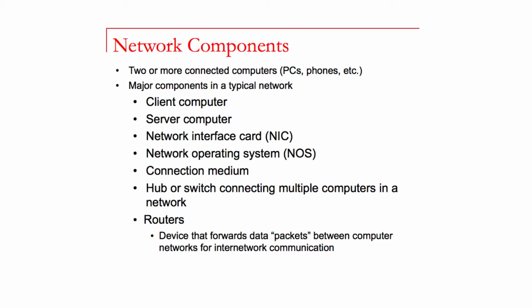A network operating system helps to coordinate and direct the flow of messages and all the different kinds of transmissions across the network. The connection medium itself is the actual physical wiring or wireless ways in which the information is flowing. A hub or switch can connect different computers within a small network. And then routers are more important in terms of allowing a collection of devices to branch out and talk to other networks and other localities.